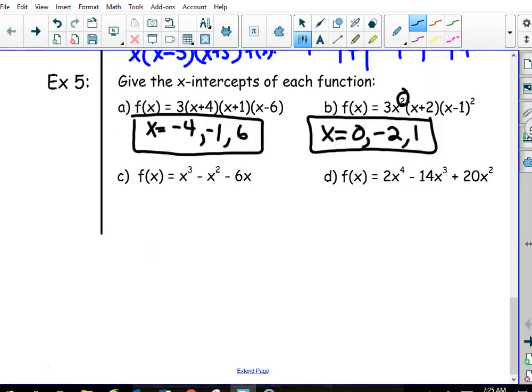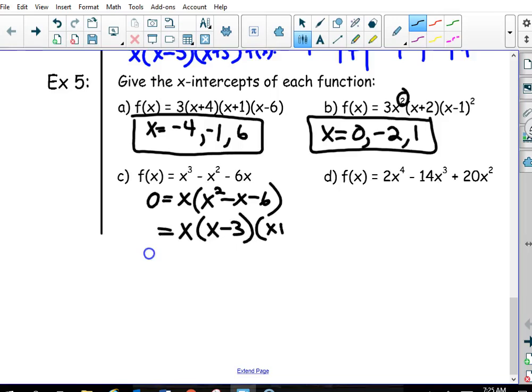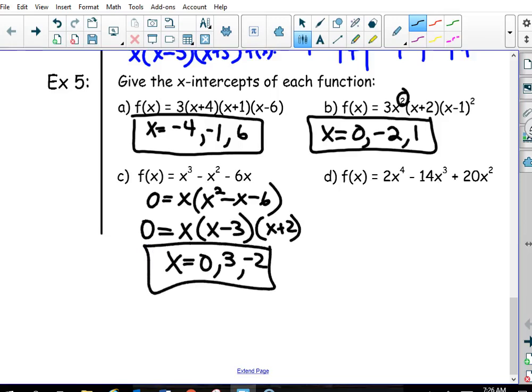For the next two problems, I'm going to look at my monomial factors first, and I'm going to factor out an x. That's the highest degree that's in each term. So I get x squared minus x minus 6, which is easy to factor. Two numbers that multiply to give -6 and combine to give -1. So we get x minus 3, x plus 2, and that gives us zeros of 0, 3, and -2.